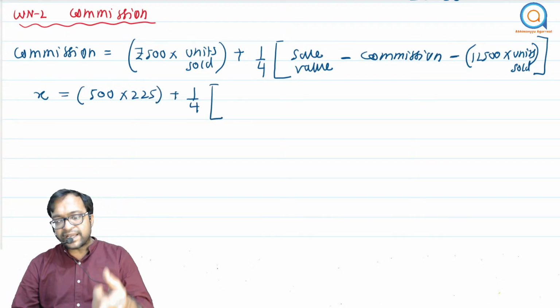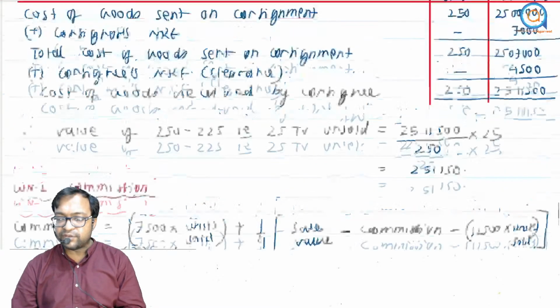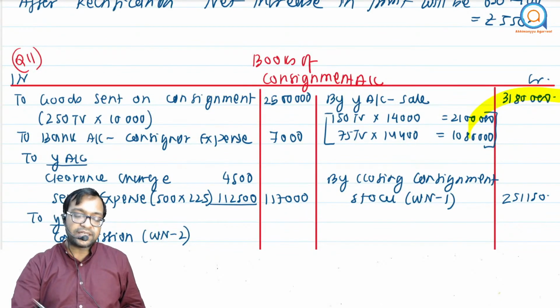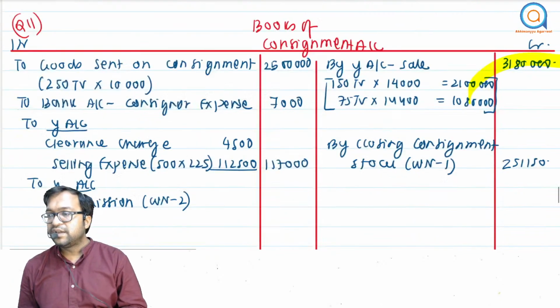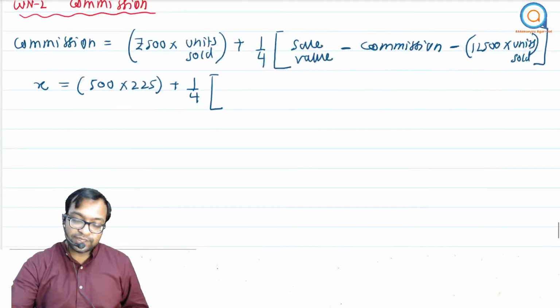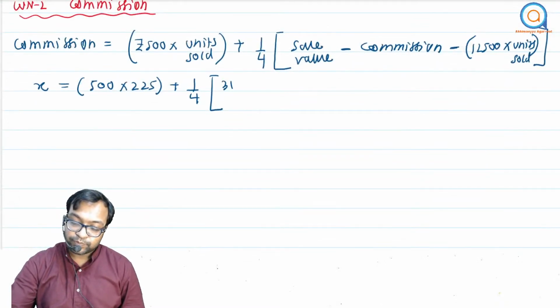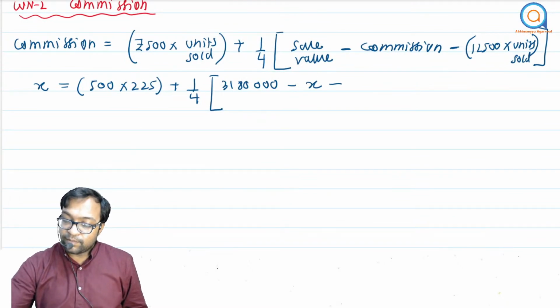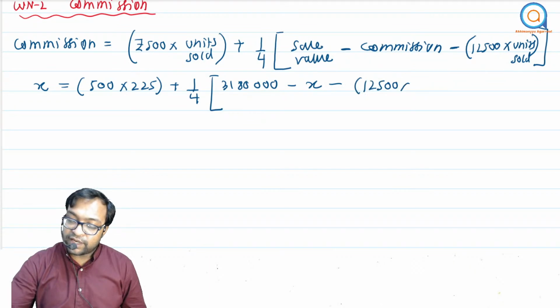Go to your consignment account and check what is the sale value. Sir, sale value of the goods. Sir, this one, 31 lakh 80. Correct. So this is 31 lakh 80, the sale value, less commission. Commission is X. Minus, in bracket, 12,500 into 225.